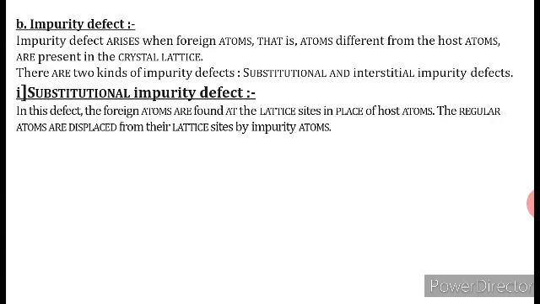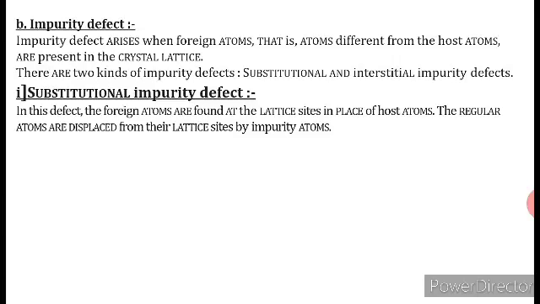For example, if you have taken copper, and some of the copper atoms are substituted by zinc, then a substitutional impurity defect is generated in copper, and the result is the formation of brass, an alloy of copper and zinc. Similarly, if some of the copper atoms are substituted by tin, then we get bronze, an alloy of copper and tin.